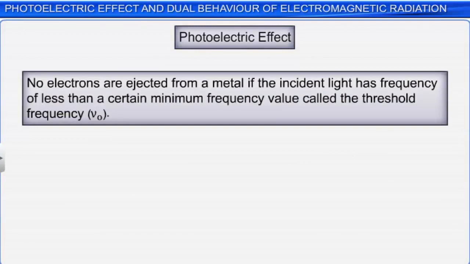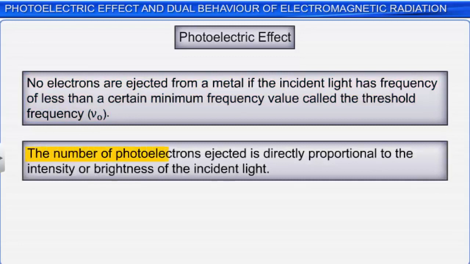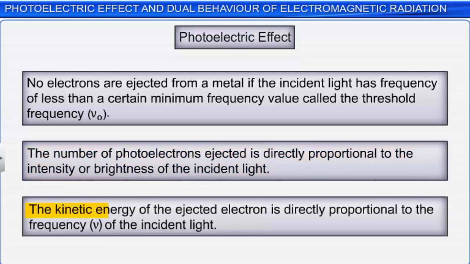1. No electrons are ejected from a metal if the incident light has frequency of less than a certain minimum frequency value, called the threshold frequency. 2. The number of photoelectrons ejected is directly proportional to the intensity or brightness of the incident light. 3. The kinetic energy of the ejected electron is directly proportional to the frequency of the incident light.